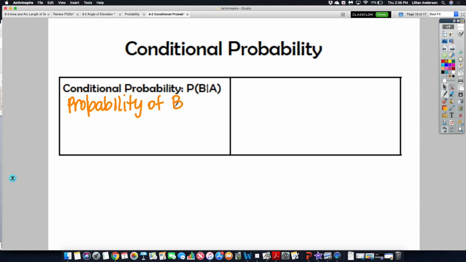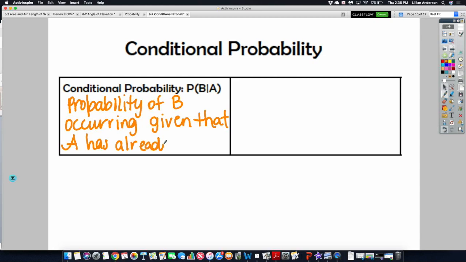of B occurring, so event B occurring, given that event A has already occurred. Okay? That's what that notation means. It's the probability of B occurring given that A has already occurred. Given that are like two key words when you're looking at a word problem that would indicate conditional probability. Okay, given that, those are your key words.